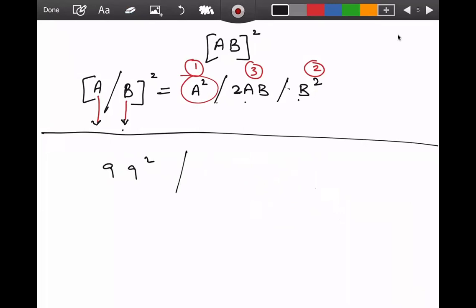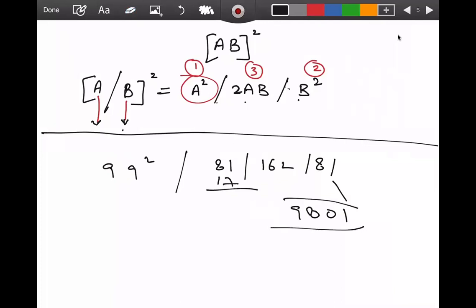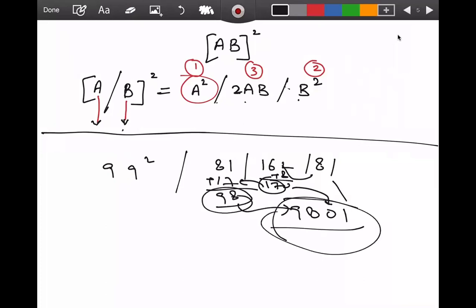For 99 square, 9 square is 81, 9 square is 81, and the double of 81 is 162. So 1 makes it 70. Yes, double it. So 9. I think this should be taught in schools also. Got it? Yes, sir. Sir, can I move to the next part?